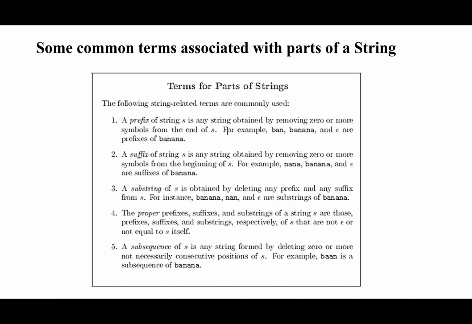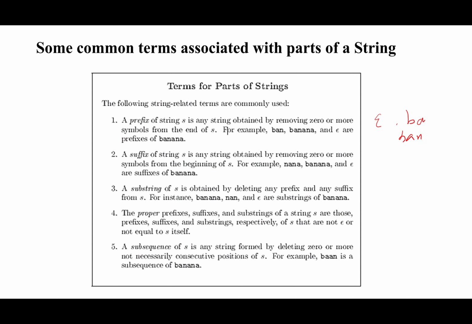Then next, these are some common terms which are associated with the parts of the string. A prefix of s is a string obtained by removing 0 or more symbols from the end of s. So that will be 0 or more symbols. 0 symbols means only epsilon can be there. Prefix means we will consider from the starting of the symbols. So that is b, ba, then ban. So these are the prefix strings.